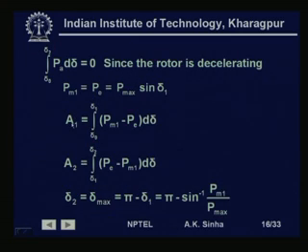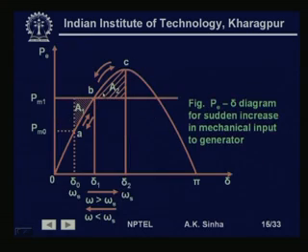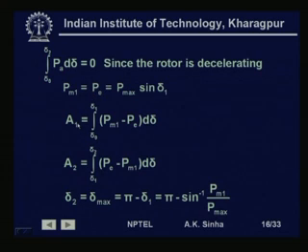Therefore, we write area A 1. What is area A 1? Area A 1 is this area, that is between P m 1 and P delta characteristics of this machine. So, P m 1 minus P E, which is a function of delta, from delta 0 to delta 1. So, we have got A 1 is equal to integral delta 0 to delta 1 P m 1 minus P E d delta. This is the accelerating area. All this time P m 1 is greater than P E. So, this is the accelerating area.